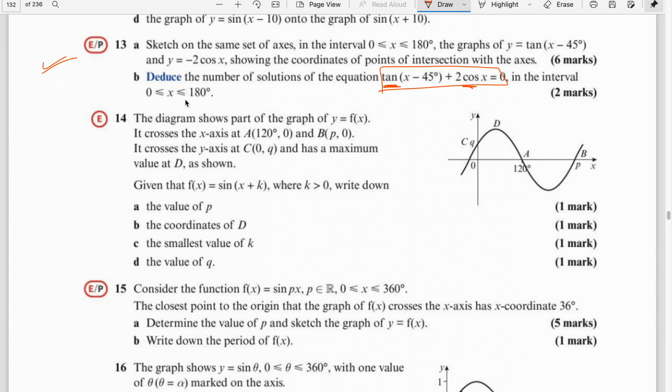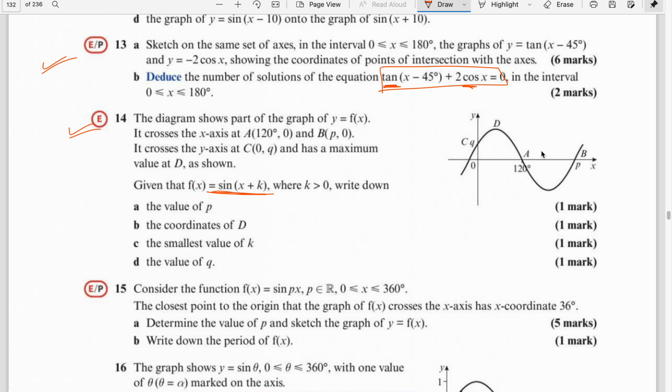Question 14 says the diagram shows part of the graph y is equals to f of x. It crosses the x-axis at 120 and 0, B point is P0. It crosses the y-axis at 0q and has a maximum value at D. Given that f of x is equals to sine x plus k, where k is positive, write down the value of P.